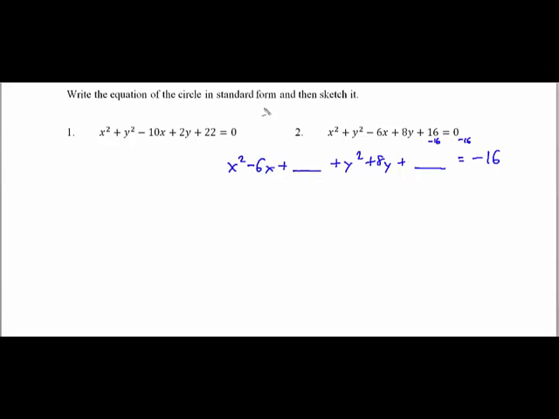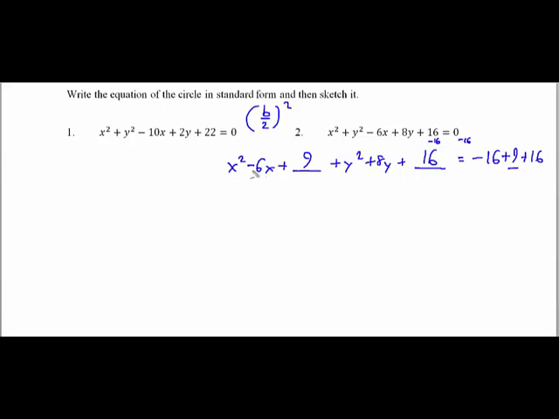So now we have to complete the square here and here. We use our b divided by 2 quantity squared and solve that for this completed square. So negative 6 divided by 2 is negative 3. Quantity squared is 9. If we add 9 to this side, we have to add 9 to this side. Now we're going to go 8 divided by 2, which is 4. Quantity squared is 16. And if we add 16 to this side, we'll add 16 to this side.